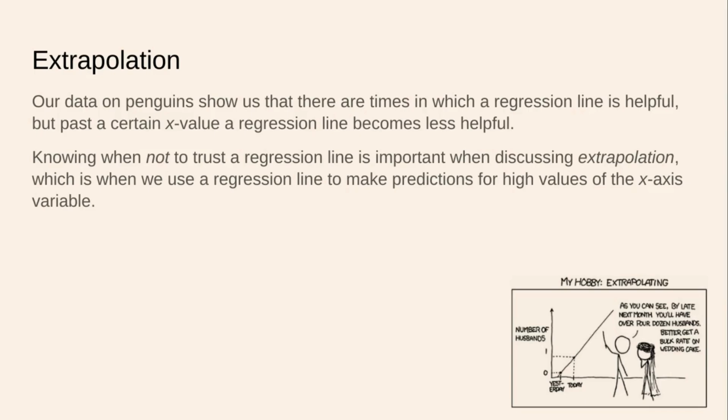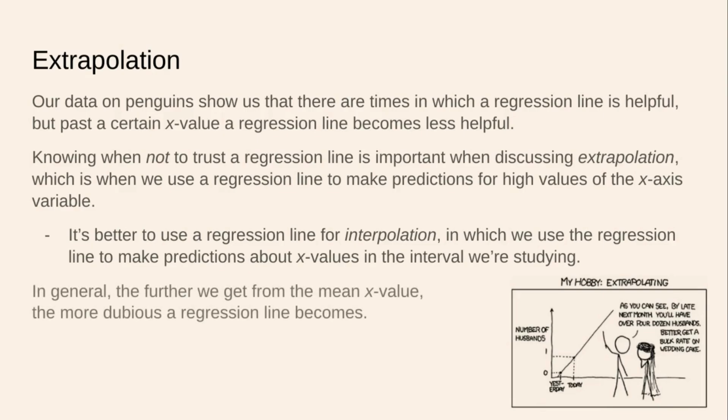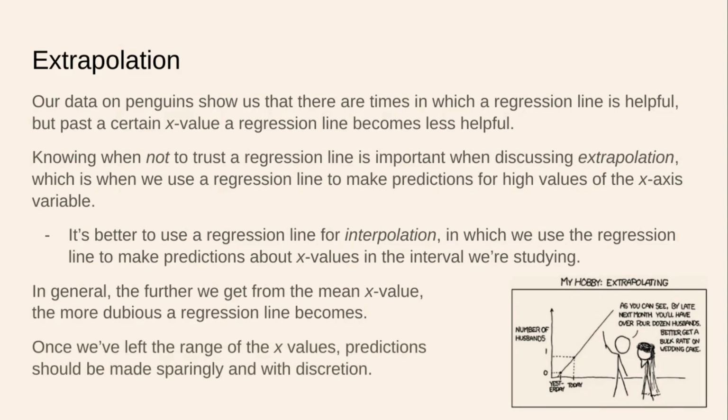Extrapolation is usually a risky move in statistics. Extrapolation is when we use a regression line, a good predictive model, to make predictions for high values of the x-axis variable. This is opposed to interpolation, in which we use the regression line to make predictions about x values in the interval we're studying. In general, the further we get from the mean x value in our data, the more dubious a regression line becomes. And once we've left the range of the x values, predictions should be made sparingly and with discretion.